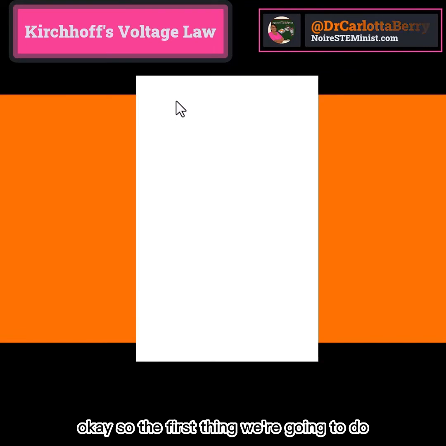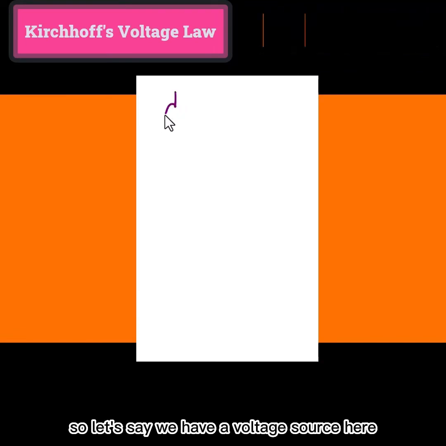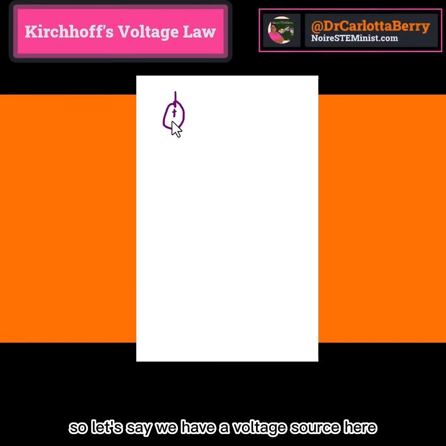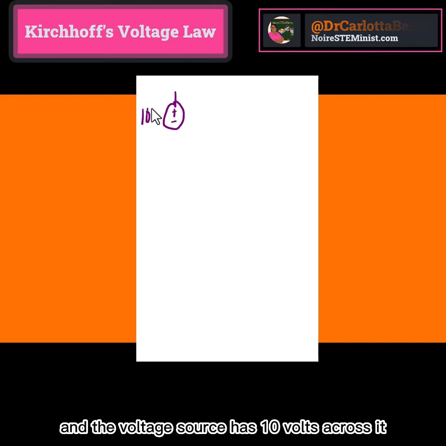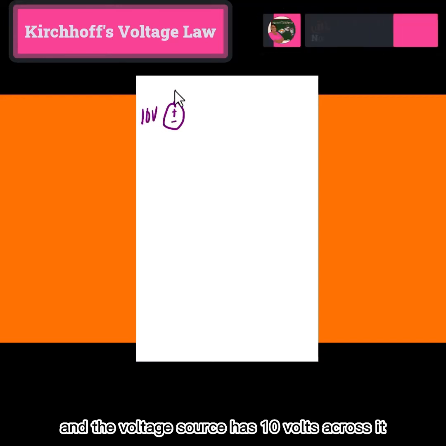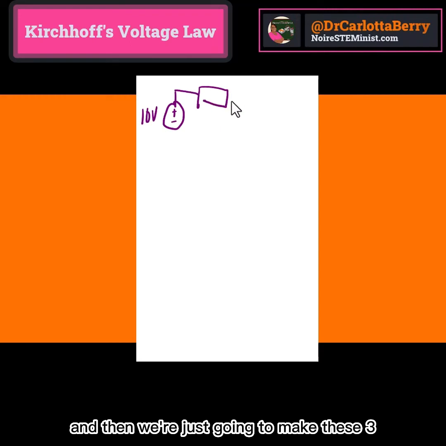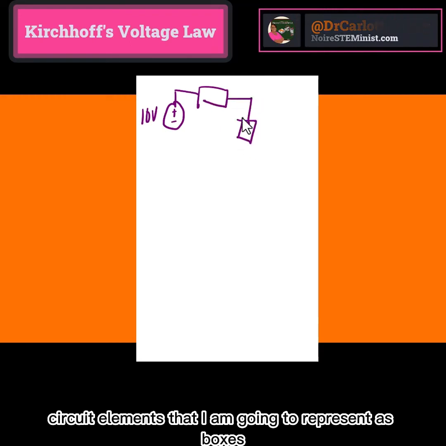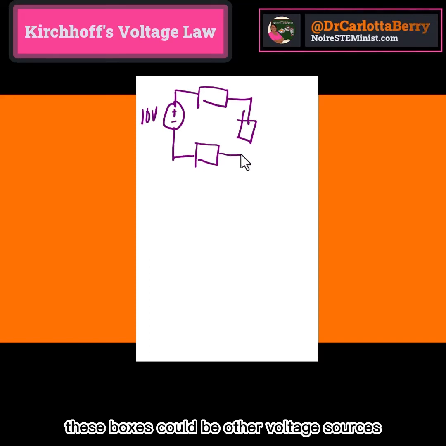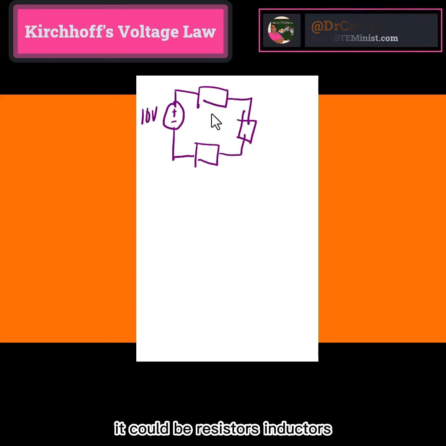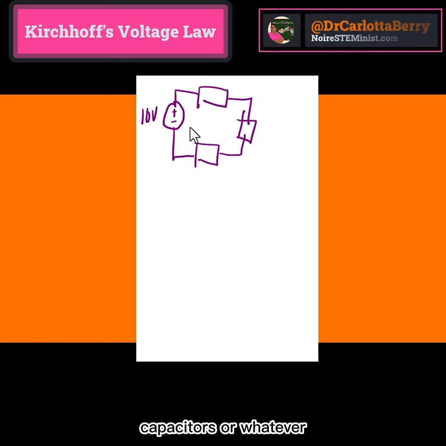Okay, so the first thing we're going to do is we're going to make a loop. So let's say we have a voltage source here, and the voltage source has 10 volts across it. And then we're just going to make these three circuit elements that I am going to represent as boxes. These boxes could be other voltage sources. It could be resistors, inductors, capacitors, or whatever. So this is what we call a loop.